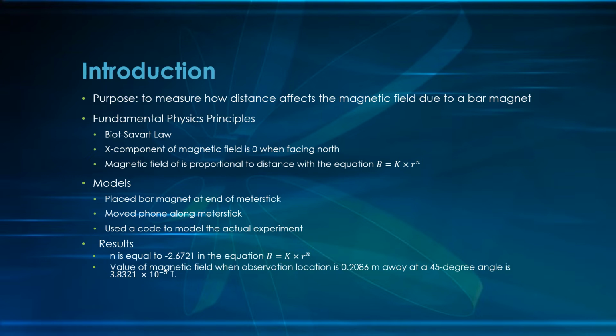The models I used are that I placed a bar magnet at the end of a meter stick and moved the phone along the meter stick, and then I used a code to model the actual experiment. For the results, I found n equal to negative 2.6721, and I found the value of the magnetic field when the observation location was at a 45-degree angle and that distance to be 3.8321 times 10 to the negative 5 teslas.